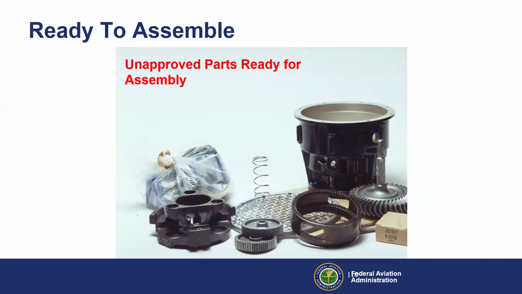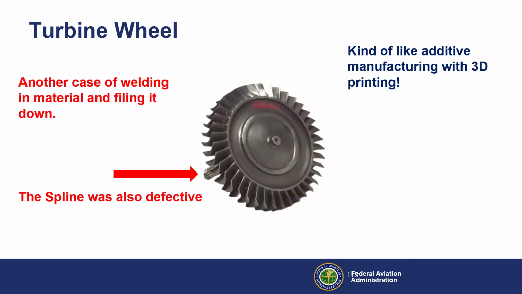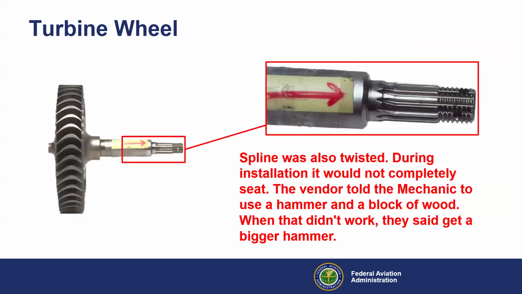And here are the unapproved parts ready to be assembled. Here they are, all nice yellow tagged. And all of those in this picture are unapproved parts. Here's a turbine wheel. Another case of welding in the material and then filing it down. And this is kind of like additive manufacturing with welding. And there's also a picture of the spline.